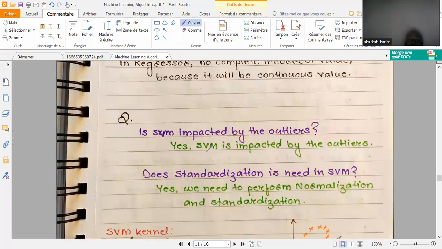I have two interesting questions. Outliers: SVM, or support vector machine, is impacted by outliers. In most cases, of course, we have outliers, some values outside the range of the data, and SVM is impacted by them. Is standardization needed in SVM? Yes, we need to perform normalization and standardization.